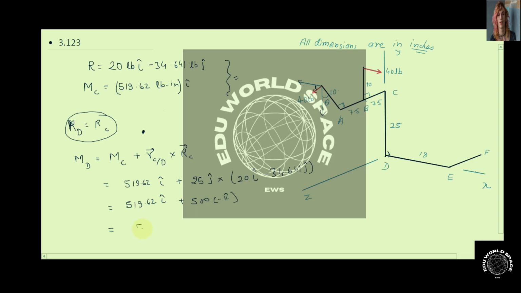So the final moment will be 519.62 i cap plus, into minus giving minus, 500 k cap. So this is the total equivalent moment about point D.